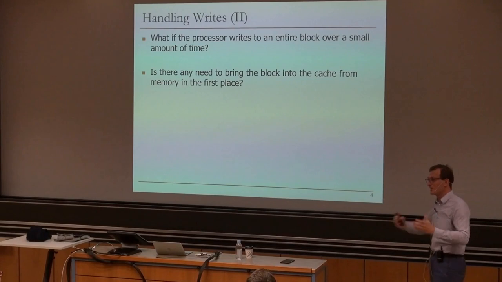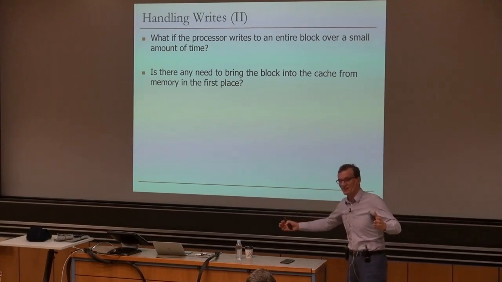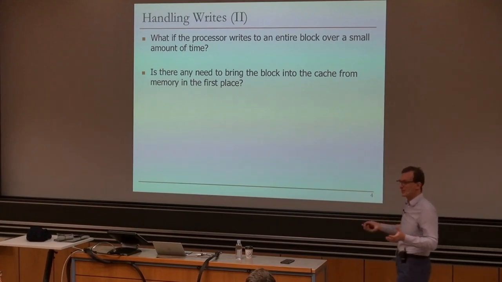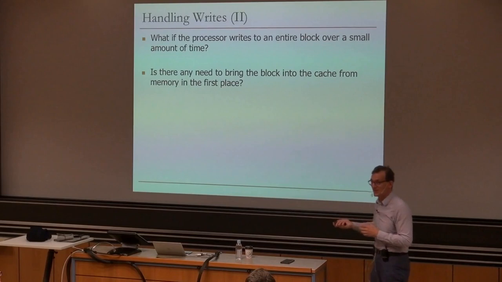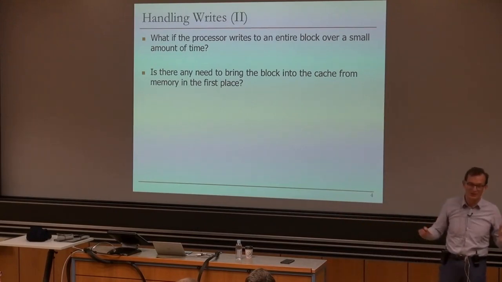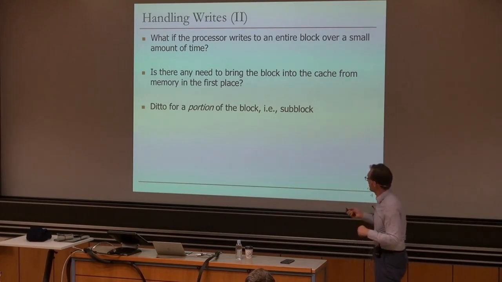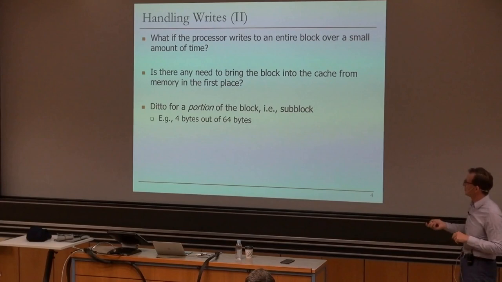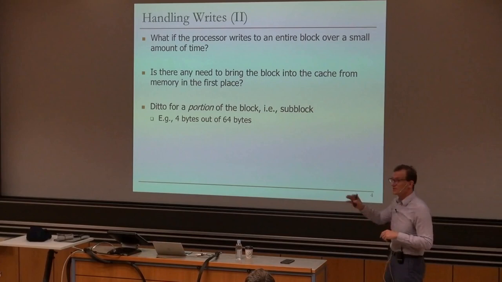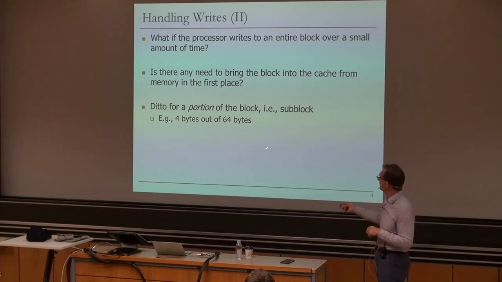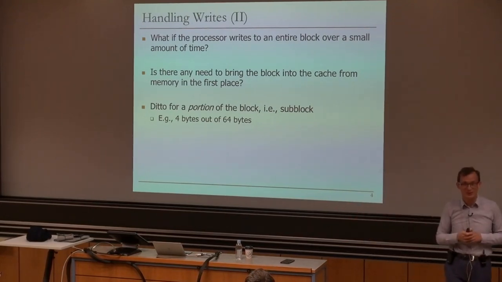If you're going to write to the entire block, 64 bytes, that means that you're going to reconstruct the block without ever reading from it, which means that there's no need to fetch the block from the memory in the first place. Right? So the key question is, of course, how do you know that you're going to write to the block? But this is true for a portion of the block also. This is called a subblock. For example, if you're going to write to 4 bytes out of 64 bytes, if you're not going to read from it, does it make sense to bring those 4 bytes? And if you're doing consecutive writes to 4 bytes within that 64 bytes, maybe you're going to write to the entire block at some point.